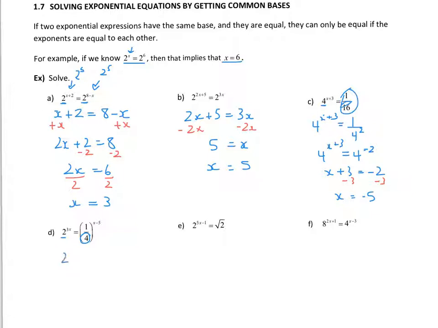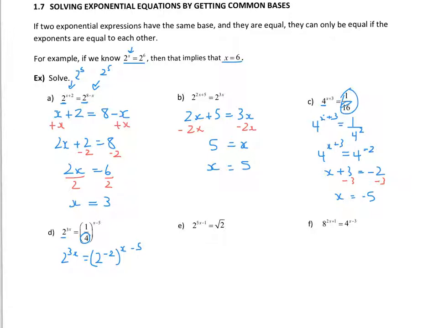Okay, so 2 to the 3x would have to equal 1 over 2 squared, and 1 over 2 squared is the same thing as 2 to the negative 2. So I took the 4, changed it to 2 squared, and then applied that negative exponent rule to bring it up to the top. And that is all to the x minus 5.